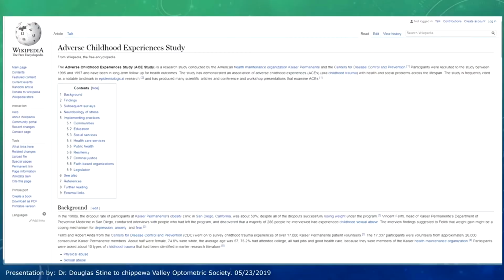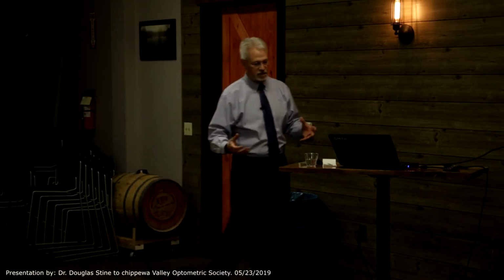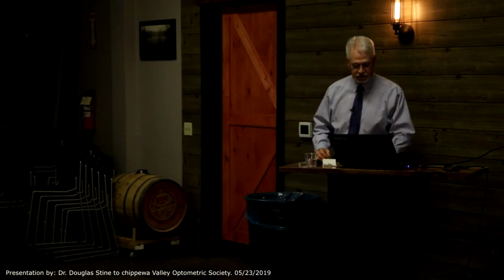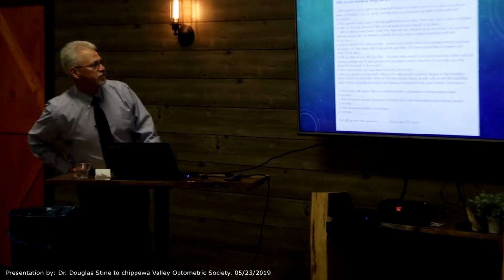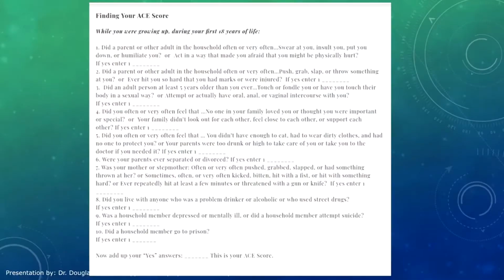The ACE study was done on a bunch of women who lost weight in Kaiser Permanente on the West Coast, and some of them continued to keep the weight off, and some of them failed, and they tried to figure out what the difference was. And the difference was the people with the horrible backgrounds were unable to maintain and keep their weight off. Since then, that ACE study has been applied to everything imaginable. Here's the ACE study. Question 4. Did you often or very often feel that no one in your family loved you or thought you were important or special?